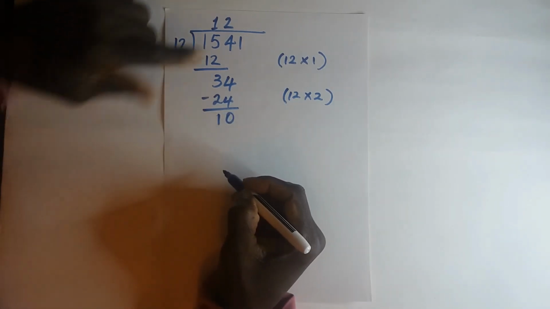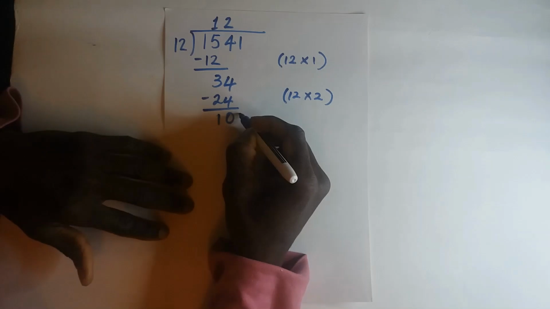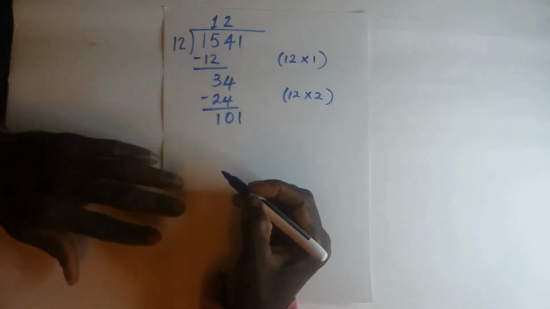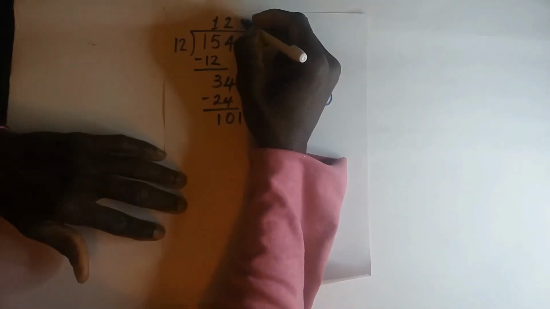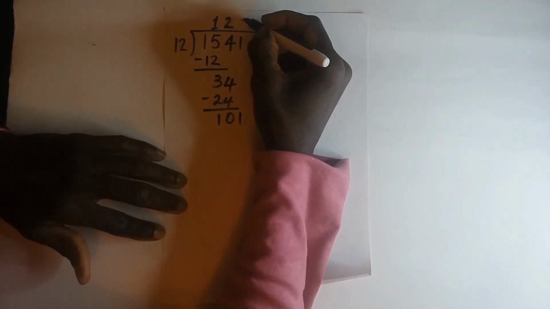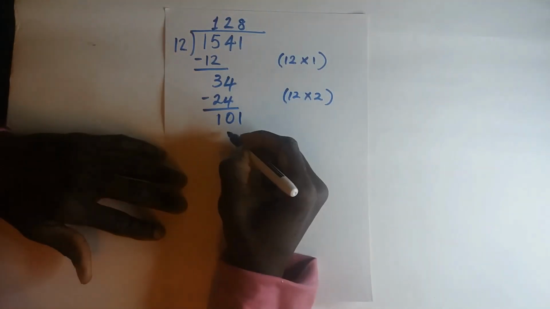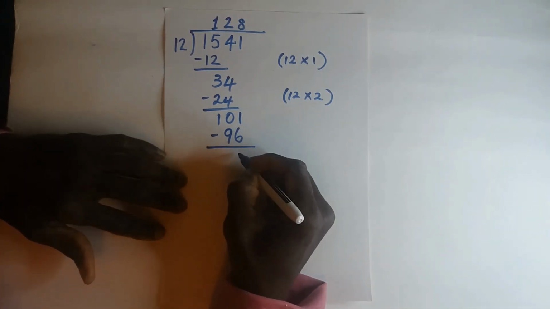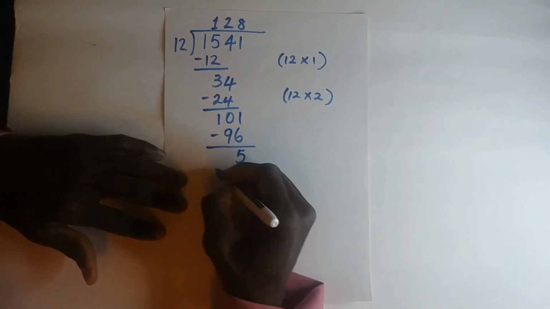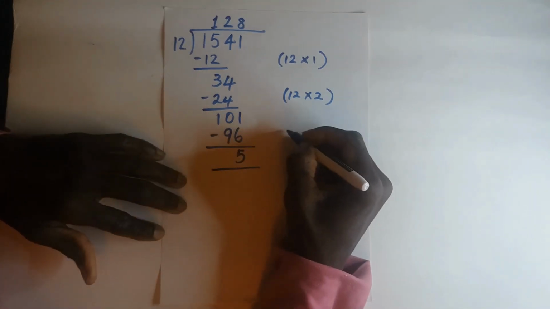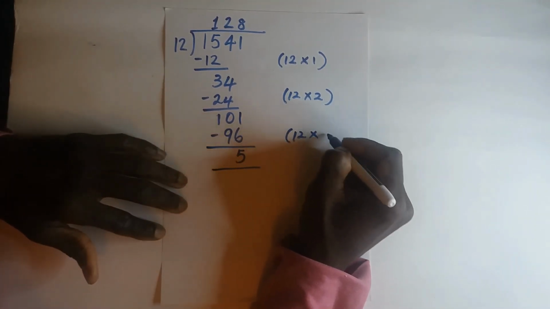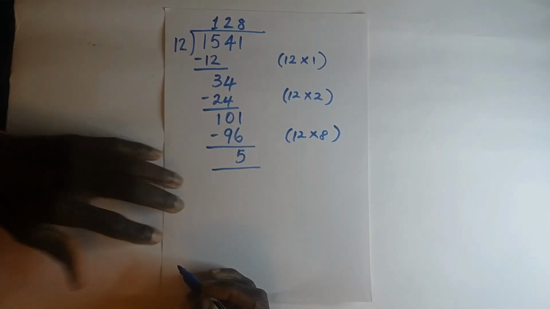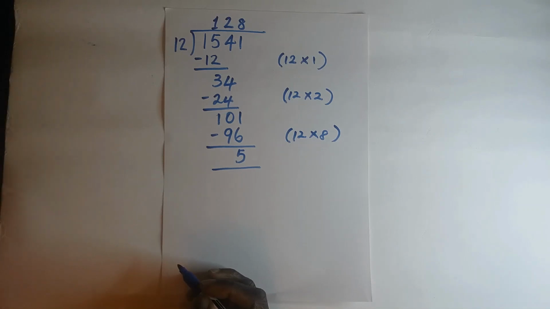And lastly, we bring down the 1, and this becomes 101. We ask ourselves, how many 12s are there in 101? We know 12 9s, no, that's 108. We have 12 8s, 96. And that gives us a remainder of 5. And that's 12 8s, 96.